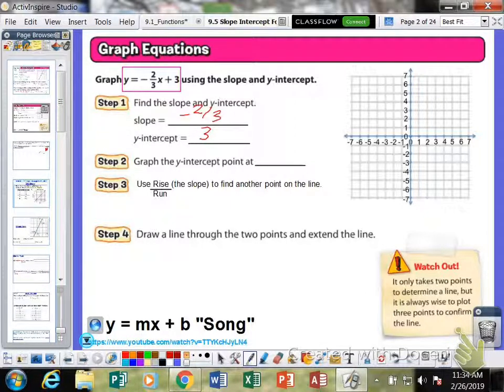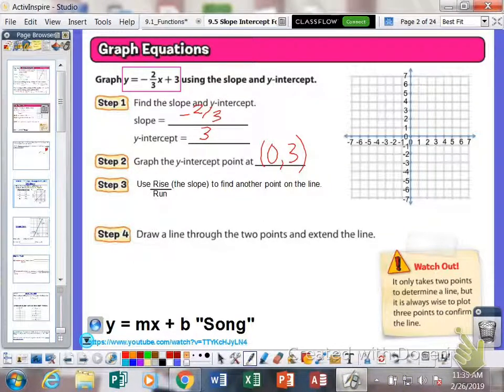And our next step, graph the y-intercept. Our y-intercept is 3, so our ordered pair where we graph it would be 0, 3. So if I come over to my graph here and graph that, my x is 0, so I don't have to go anywhere there, and my y is 3, so I'm going to go up 3 and put my point there. Okay, so graph my y-intercept at point 0, 3.